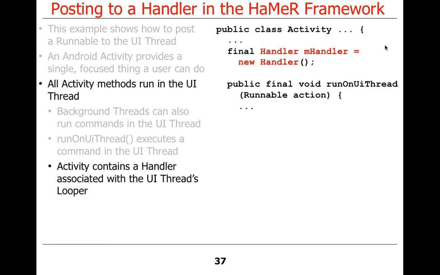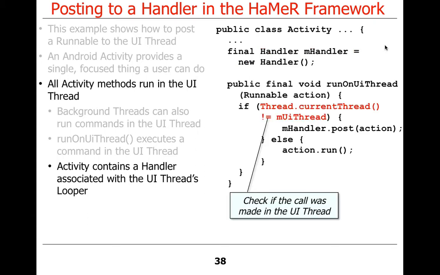Now, if you take a look inside the Android activity class, you'll see that there's actually a handler created. So this is a handler called innocuously mHandler, which is a new handler. And this guy gets created in the context of the user interface thread. And what that means is the constructor for handler will register this handler with the user interface thread's looper. So this handler is associated with the user interface thread. And then it's got a method called runOnUiThread, as you can see here.